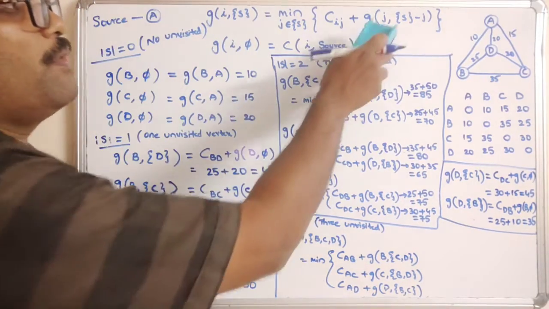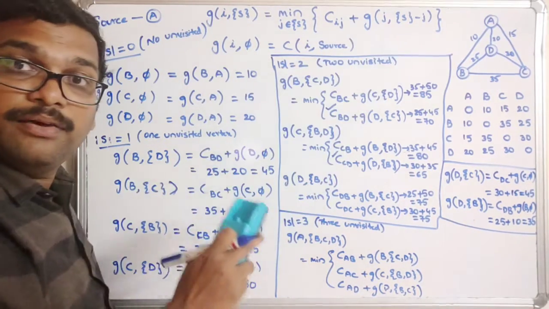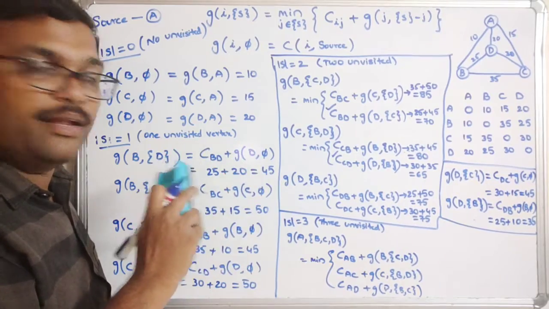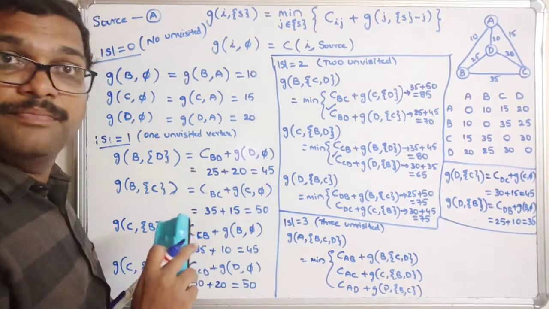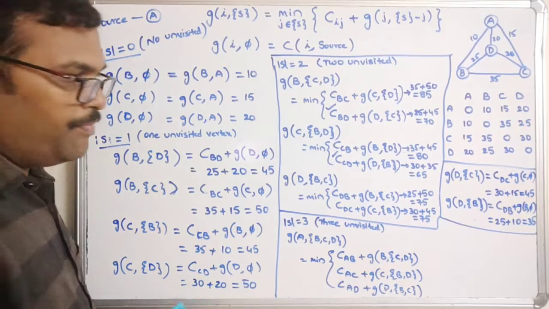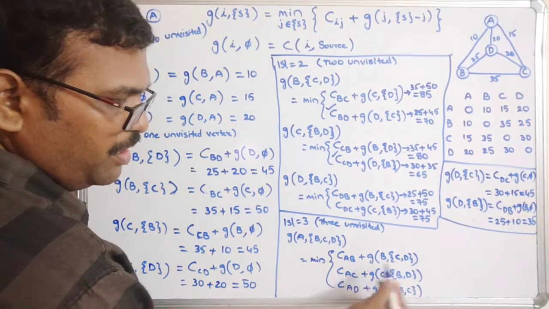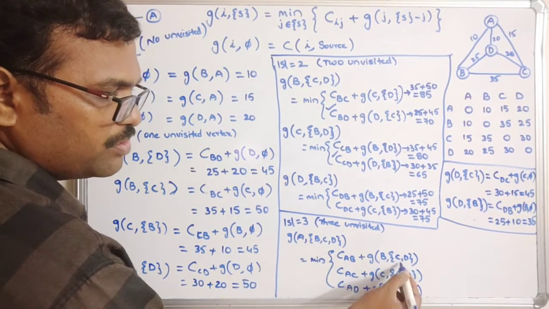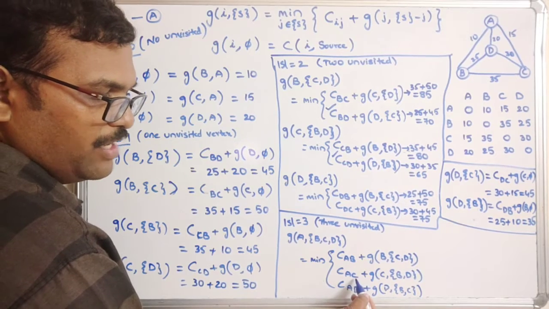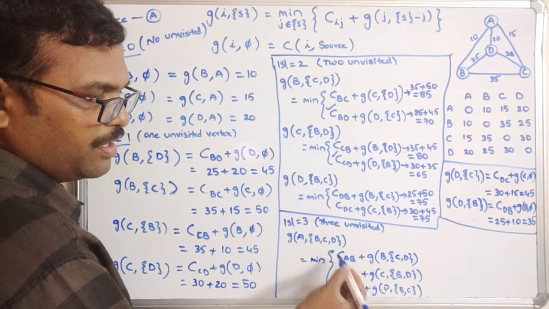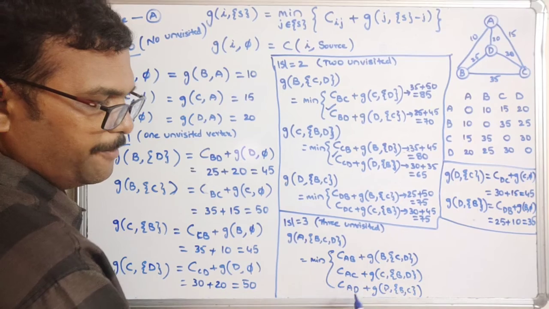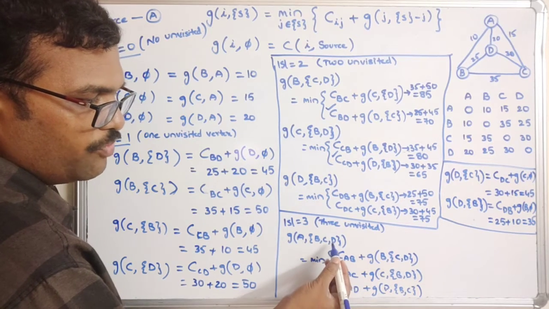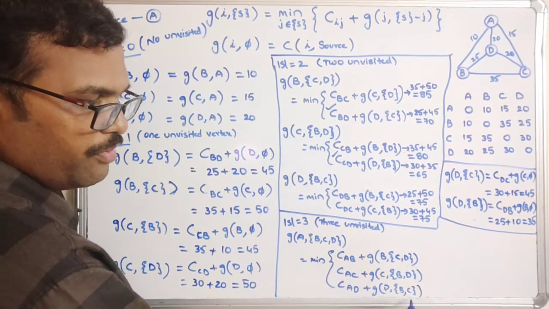Okay, hope you understood this formula. So J comma, from set we have to subtract the J value. Here J value is B, we are taking B from set, so CD. Here J value is C, we are taking C from set, so it will be BD. Here D is a J value, so we are taking D from set, so it will be BC.